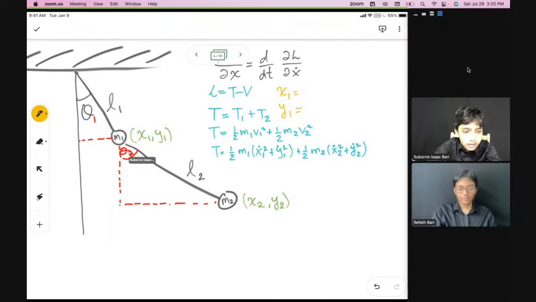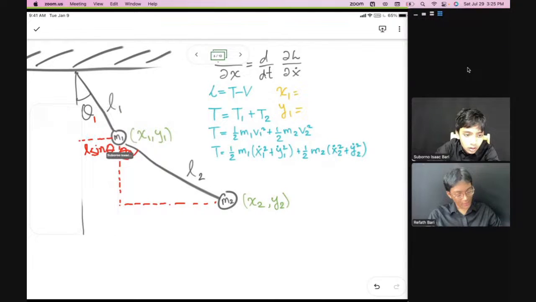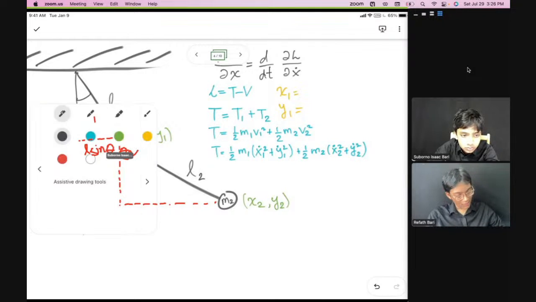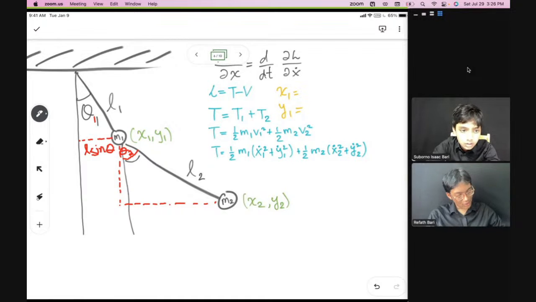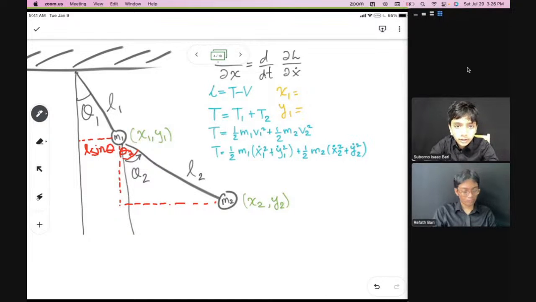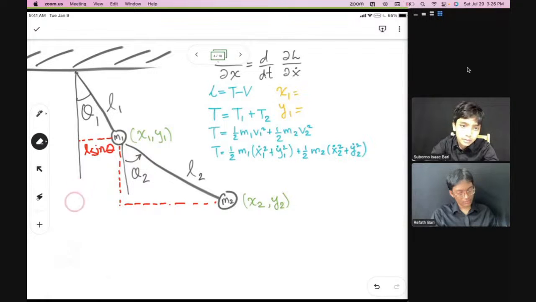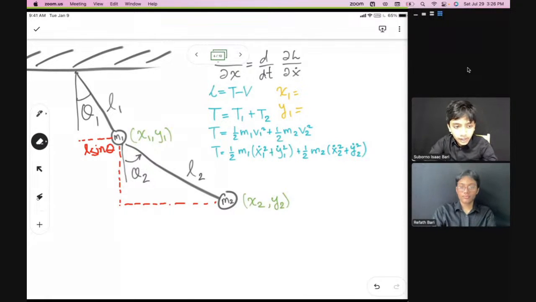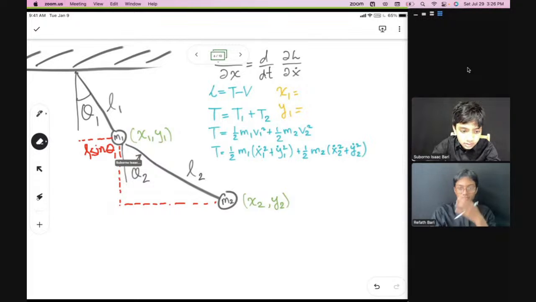Now, this is obviously L sine theta. This is theta 1, and this one is theta 2. Excellent. Now let me erase that really quickly because your handwriting with the pen is way better than mine. So now we have L1 sine theta 1, and this is going to be L2 sine theta 2.